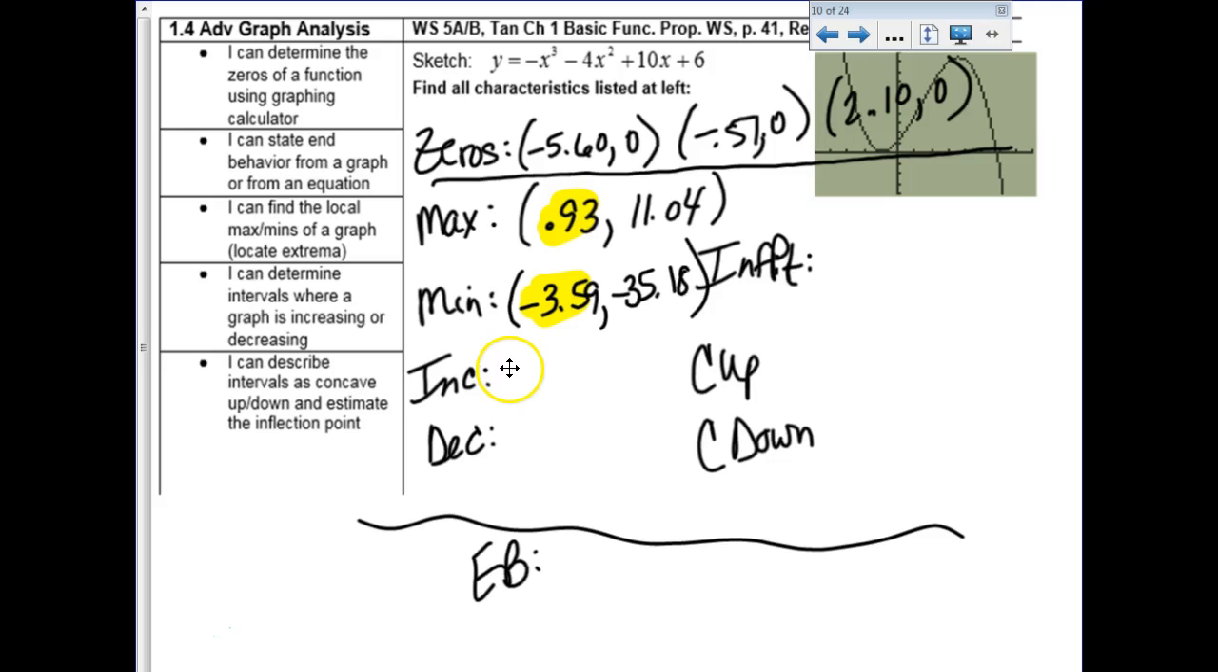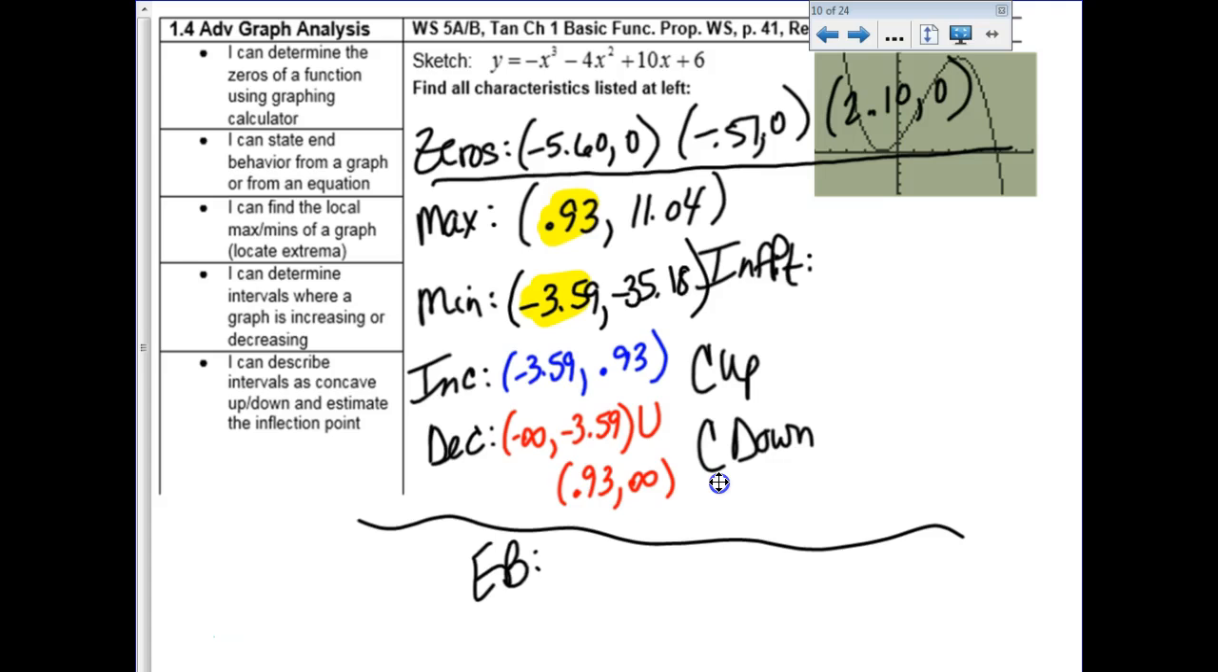When does it start its increasing behavior? At negative 3.59. And when does it stop? 0.93. Okay. And then the other part is when it's decreasing. So from left to right, it's decreasing starting at negative infinity. And then it stops decreasing at negative 3.59. Make sure you're using parentheses here. And then also it's decreasing from 0.93 and then forever. Okay. Notice the only numbers we used were those ones that we just marked with highlighter.